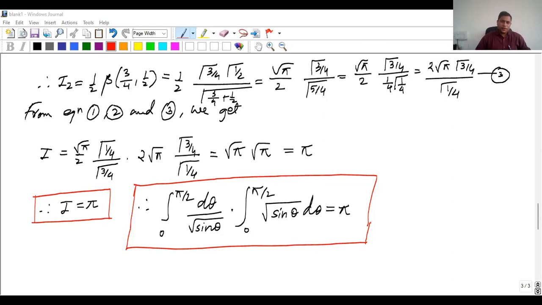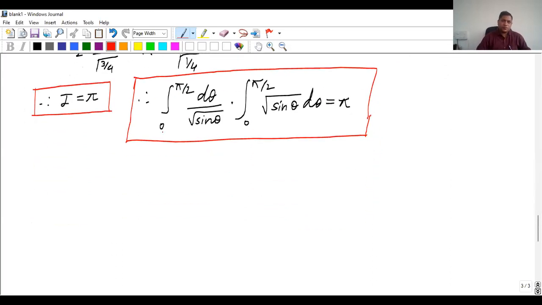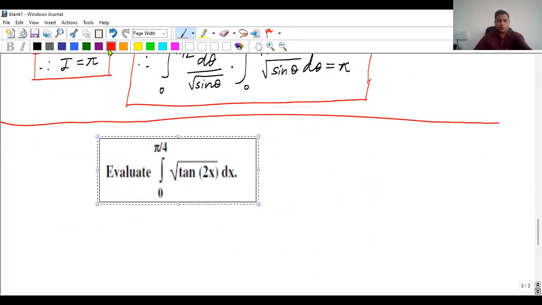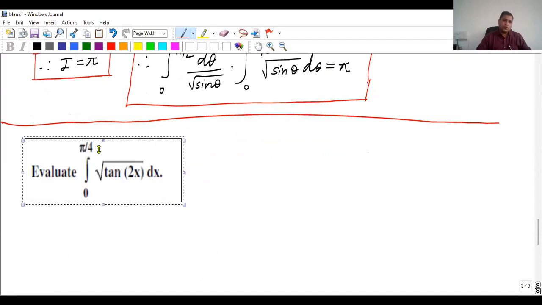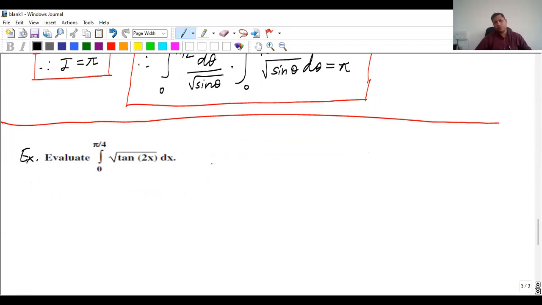Now, once we are done with this, let us try to find another example. So think of the next. I hope all of you are able to read this. Are you able to read this? Yes, sir. Okay, so evaluate integral 0 to pi by 4 root of tan of 2x dx. And so we go with the solution.